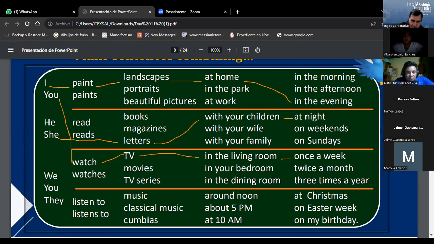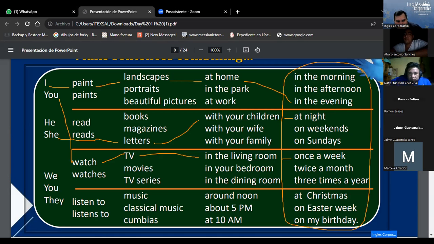She watches TV series, mm-hmm. In her bedroom, let's say, because she, her bedroom. In her bedroom, when? You can use any of these things, any of these ones.